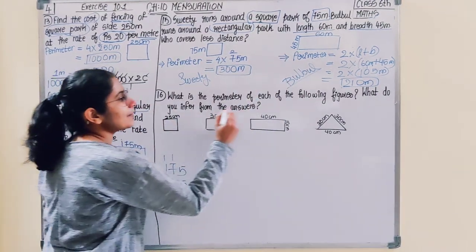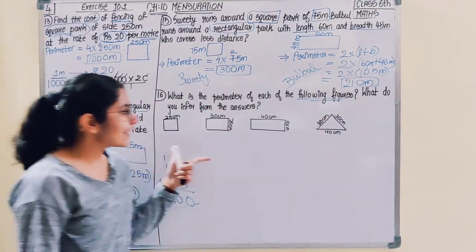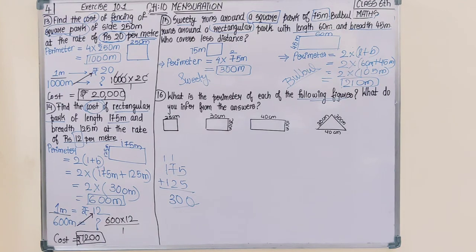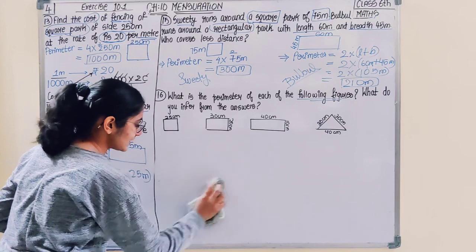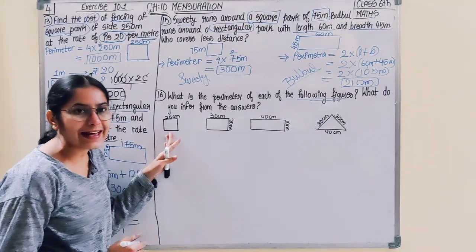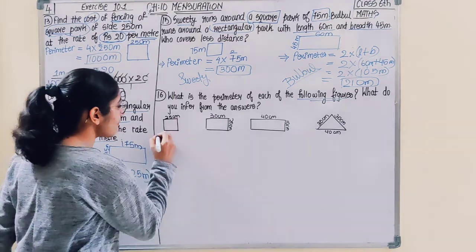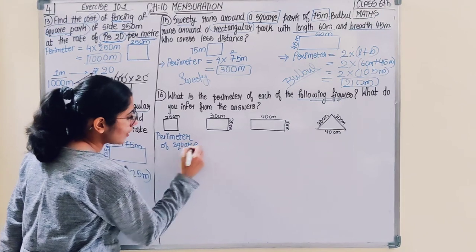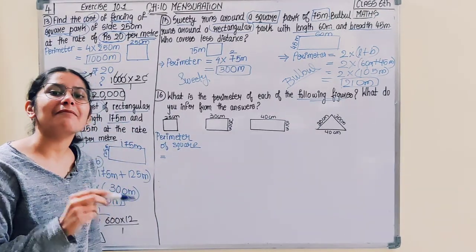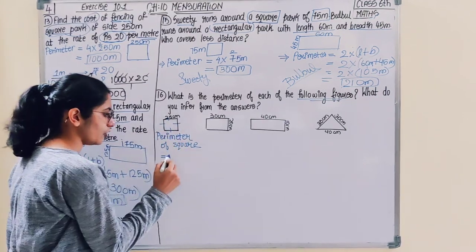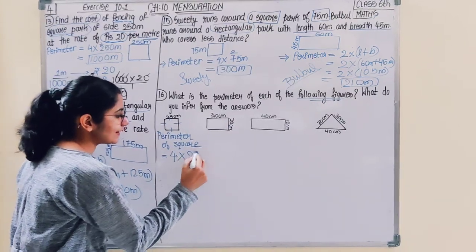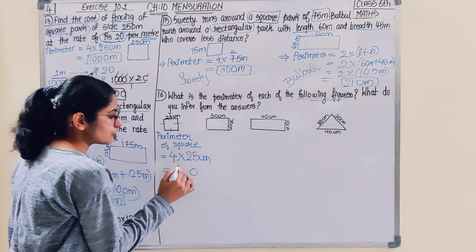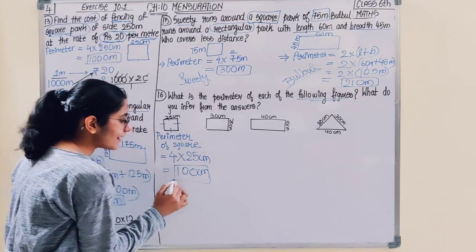Next, what is the perimeter of each of the following figures? After calculating the perimeter of each figure, they are asking what you infer from the answer. Let us start one by one, calculating the perimeter of the first, a square having side 25 centimeter. Perimeter of square is the given side multiplied by the total number of sides. Square has 4 sides, 1, 2, 3, 4. So 4 into length of each side, 25 centimeter. 5 4s are 20, 4 2s are 8 plus 2, 10. So 100 centimeter is the perimeter of the square.